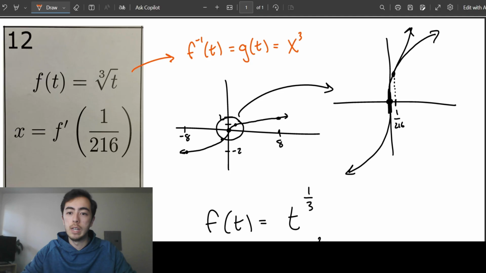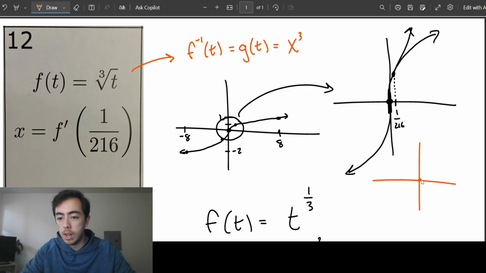The cube root graph looks somewhat similar to the cube, so the cube graph looks similar to the cube root graph. Instead of a vertical tangent at the origin, we have a horizontal tangent, and then we swoop upwards to the right or downwards to the left.